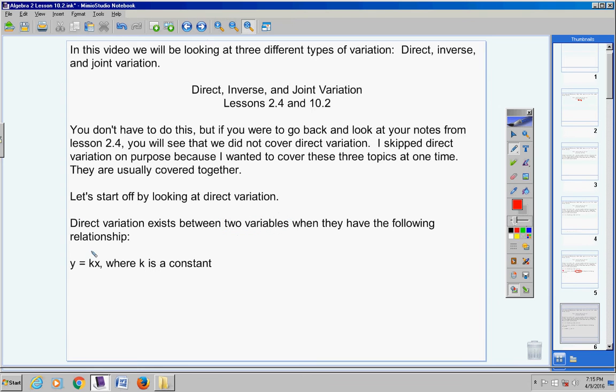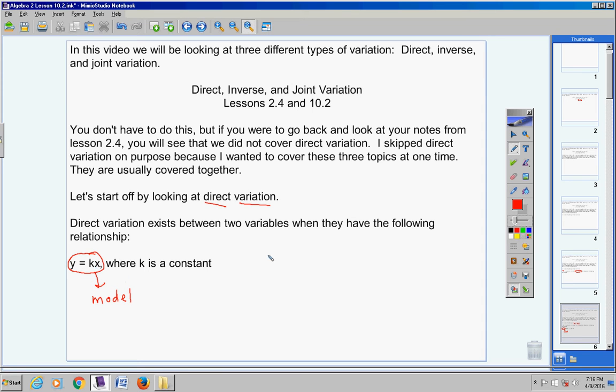y equals kx. k is a constant. This, my young math scholars, is the model for direct variation. Got it? This is the model you will want to memorize. When I use the words direct variation, you think of this model right here. Now, k is a constant. That means that k is a number.